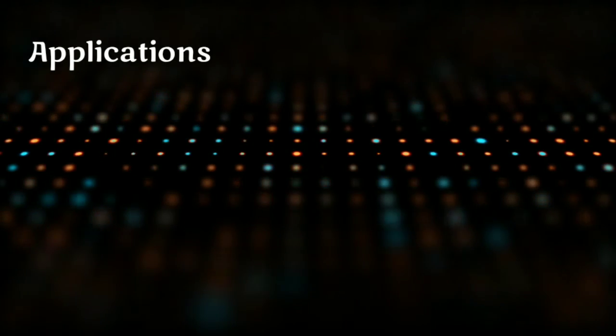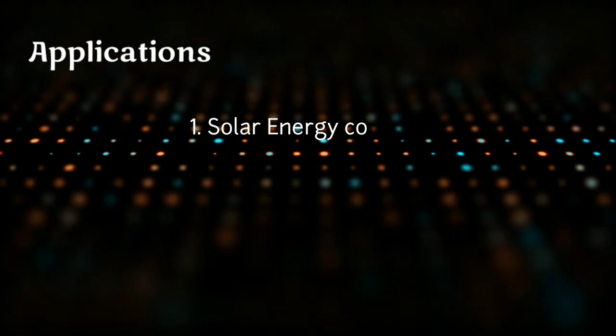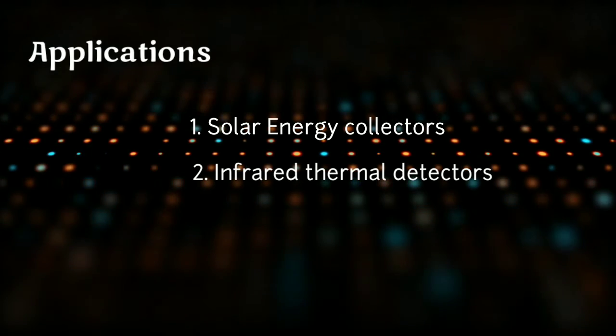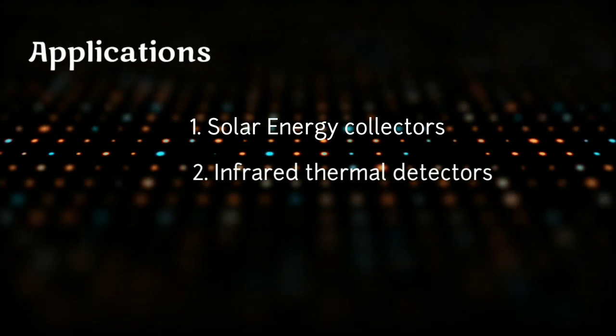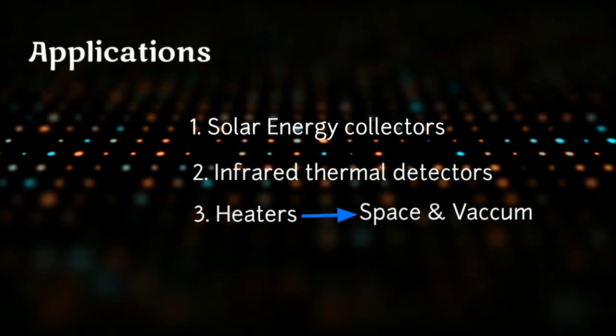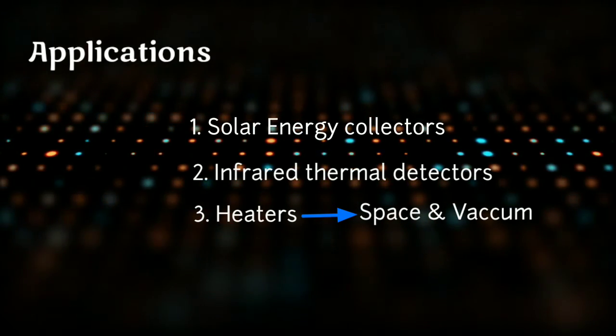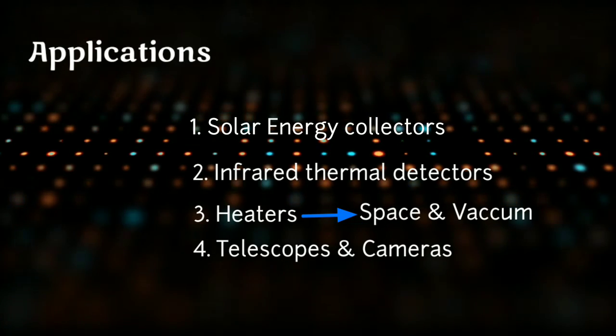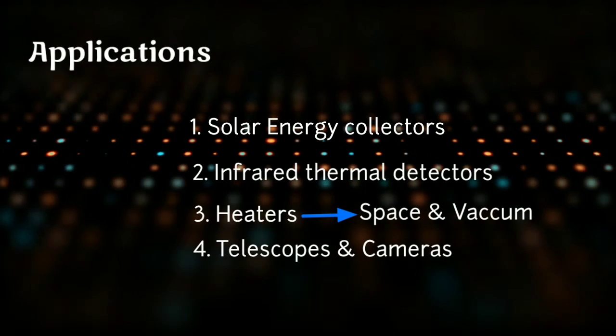Applications. They also have application as solar energy collectors and infrared thermal detectors. A material with black body behavior would create an efficient heater, particularly in space or in a vacuum where heating is unavailable. They are also useful in telescopes and cameras to reduce contrasts and to absorb unwanted light.